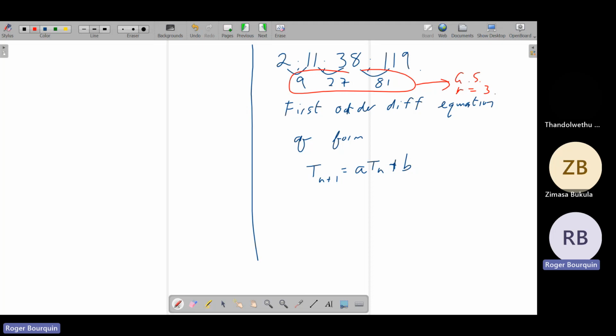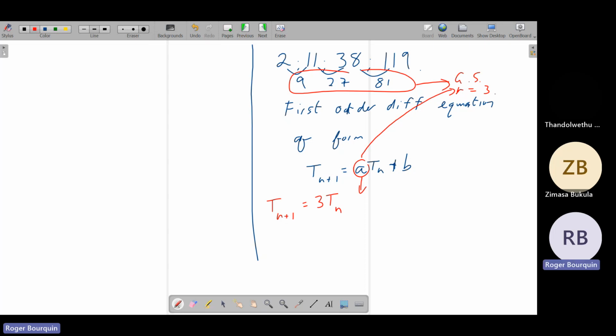Then A is always going to be equal to that ratio over there. So in this particular case, we're going to have term n plus 1 is equal to 3 times term n. Whatever your ratio is in your differences, remember in a quadratic sequence, those differences form an arithmetic sequence. But term n plus 1 is equal to 3 times term n.